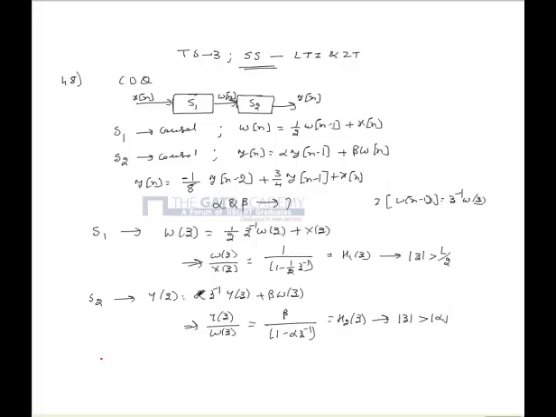So based on these two, the overall system function is given as H of z equal to H1 of z multiplied by H2 of z, which can be written as beta divided by 1 minus half z inverse multiplied by 1 minus alpha z inverse. And the ROC of the cascaded system is given as modulus z greater than max of modulus alpha, comma half. Now we know that here H of z is equal to Y of z by X of z.